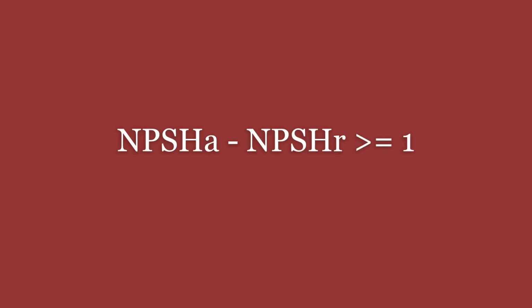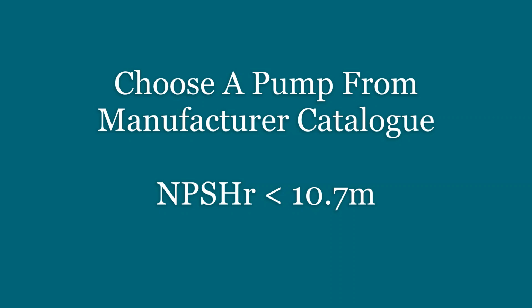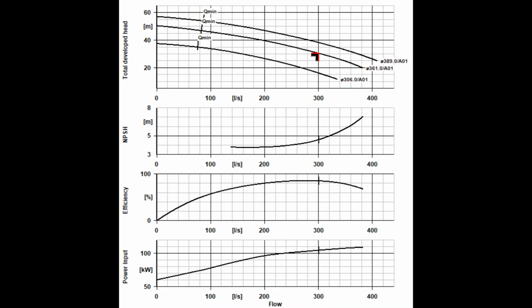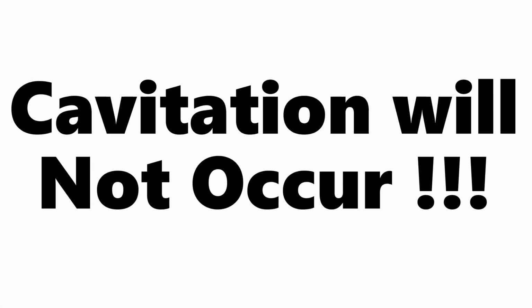11.7 meter. To avoid cavitation, the NPSHa minus NPSHr must be greater than or equal to 1. Hence, the NPSHr is less than or equal to 10.7 meter. When you choose a pump from the pump manufacturer catalog, the NPSHr must be lower than 10.7 meter as shown. This will ensure the cavitation will not occur at all.